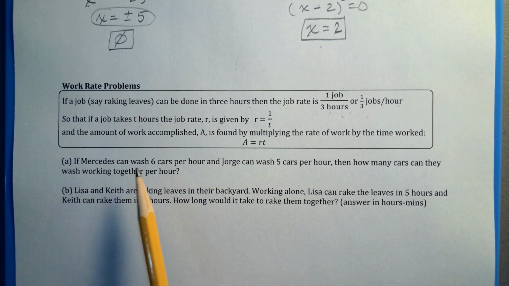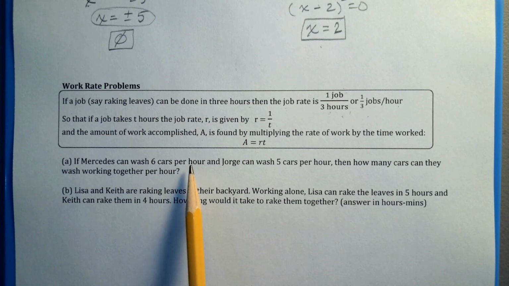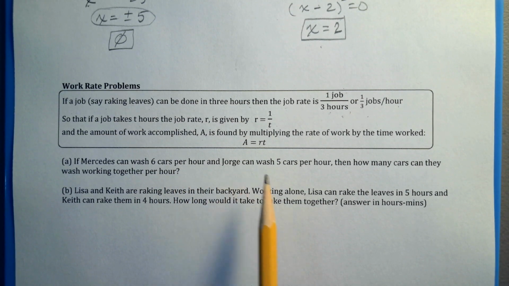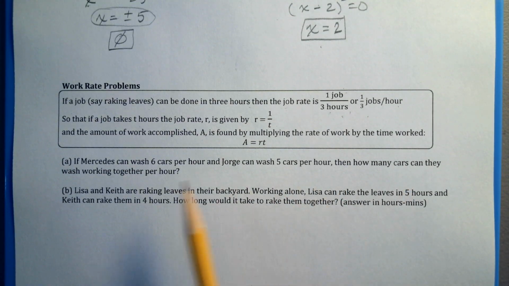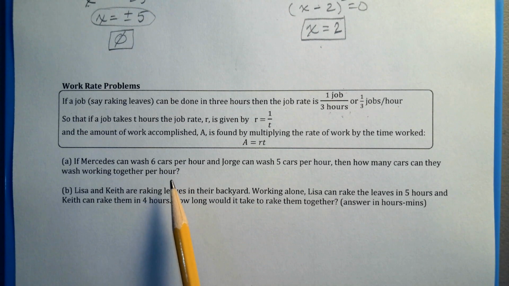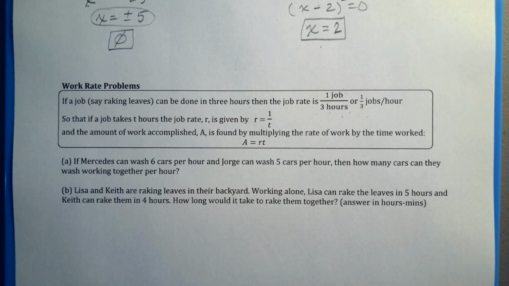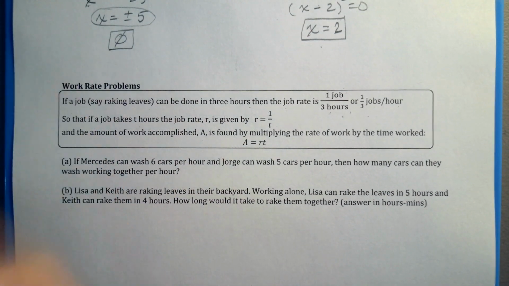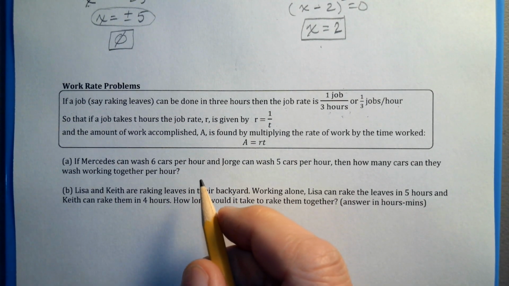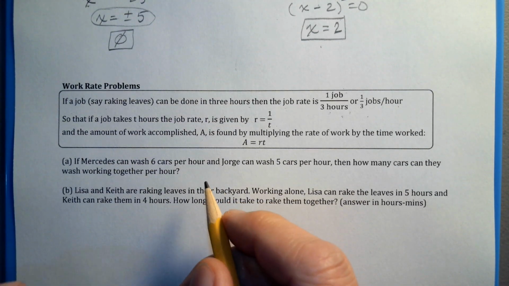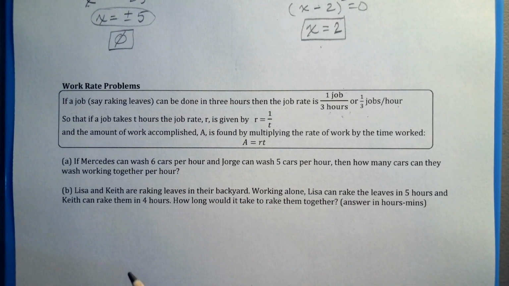If Mercedes washes 6 cars per hour and George washes 5 cars per hour, okay, this sounds a lot like what I was just doing, right? How many cars can they wash working together per hour? So obviously the answer here is 11, like my little sidebar. But let's make sure that we are doing this in terms of rates, because we're adding up the rates.